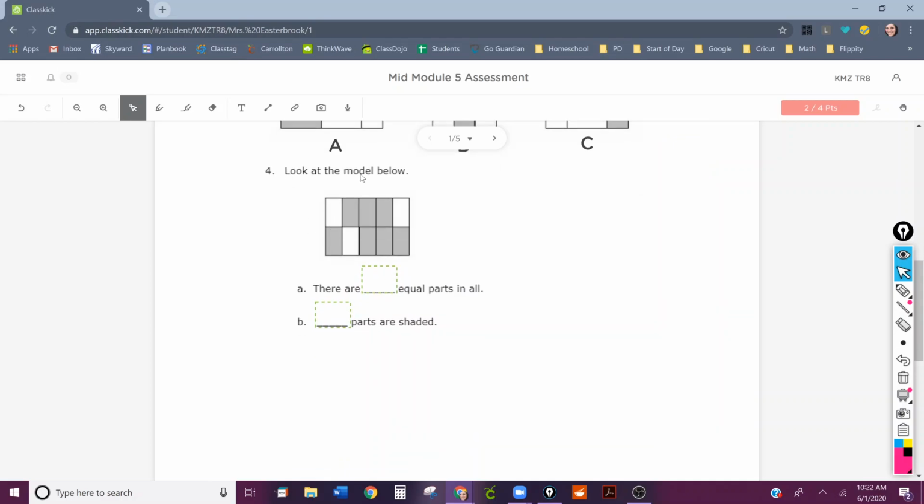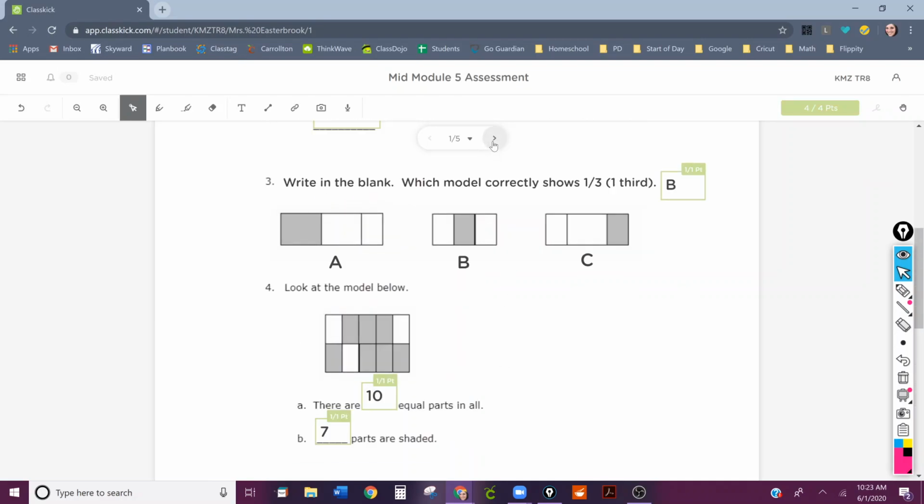Number 4, look at the model below. There are blank equal parts in all. So you had to count how many pieces all together. 2, 4, 6, 8, 10. There are 10 equal parts in all. Blank parts are shaded. 1, 2, 3, 4, 5, 6, 7 parts are shaded. And then we go on to the next page.